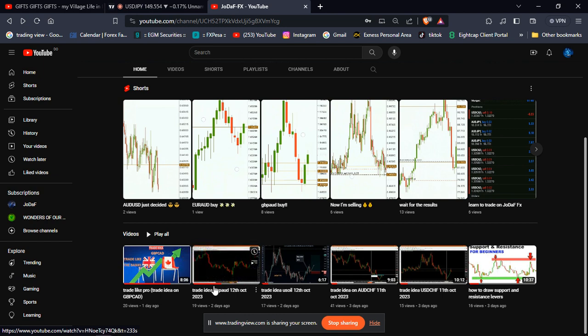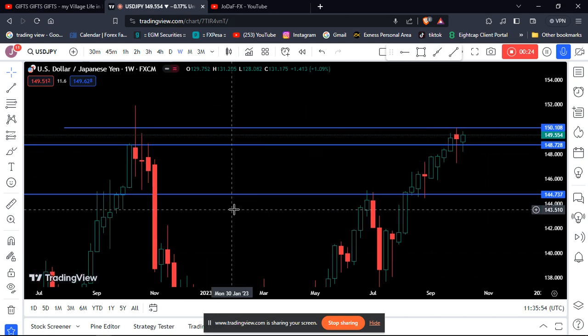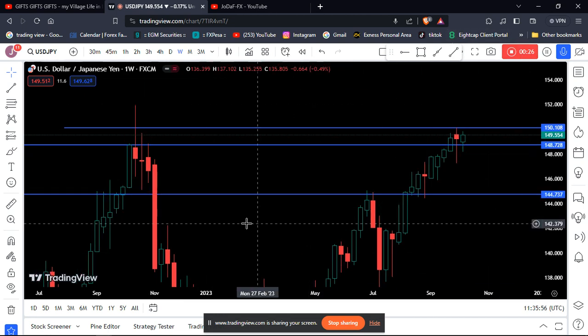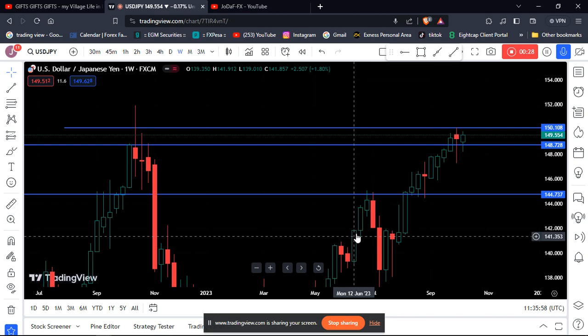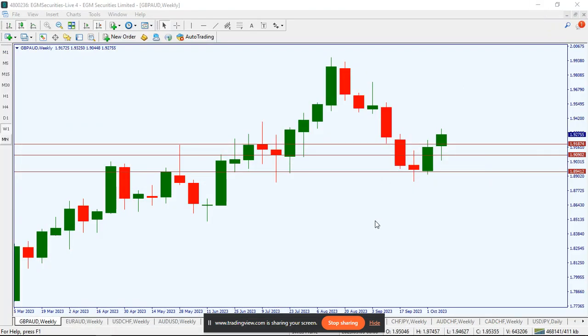So guys, I called out a trade idea on GBPAUD. It was on 12th October. Now today I'm going to have a recap on that specific chart. The reason we're having a recap is because the chart now is ready. What we were waiting for has happened.